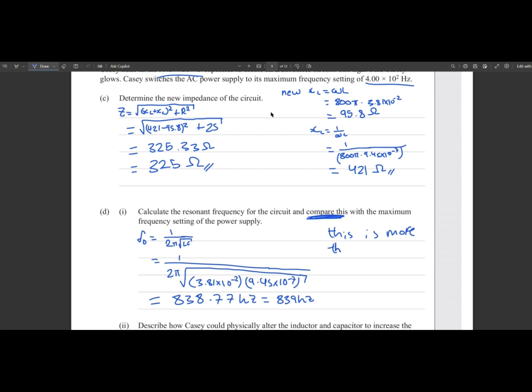And the maximum frequency of the power supply is 400 hertz. This is more than double the max F of the power supply.